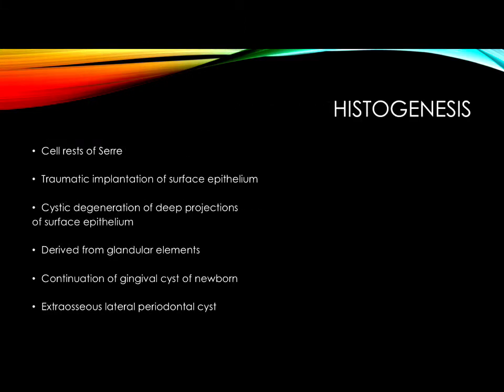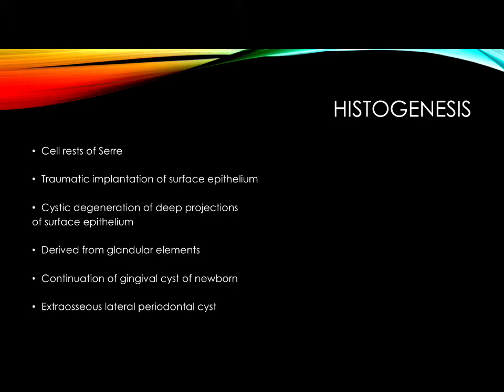So moving on to the histogenesis, there are numerous theories that are put forward for understanding the histogenetic concept of this particular cyst. Among these, the ones which got lots of attention were the origin from the cell rest of Serres, then from the traumatic implantation of the surface epithelium, cystic degeneration of the deep projections of the surface epithelium, that the cyst is derived from the glandular elements, that the cyst is actually a continuation of the gingival cyst of newborn, and then that it is an extraosseous variant of the lateral periodontal cyst.